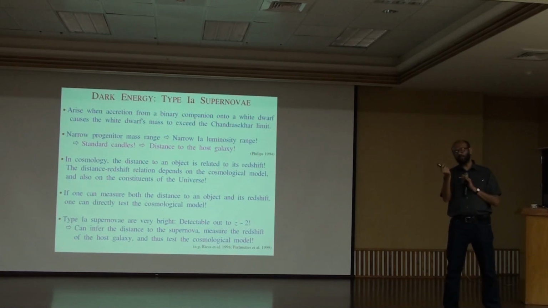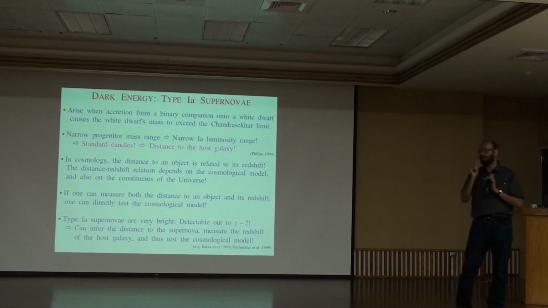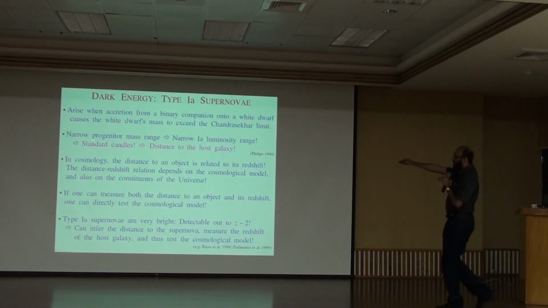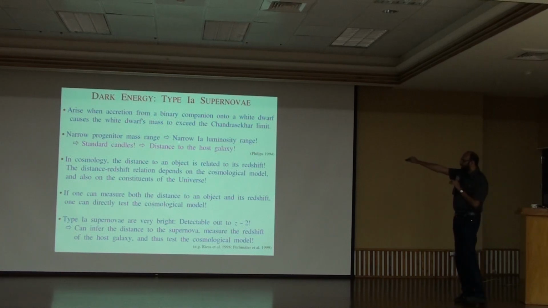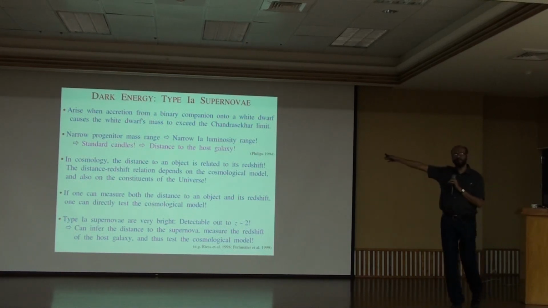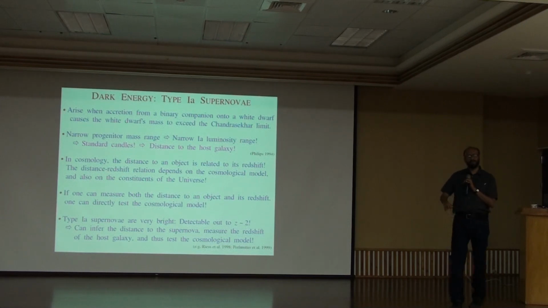So all white dwarfs which produce a type 1a supernova will produce them just when you cross 1.4 solar masses. Which means that all type 1a supernovae come from an object of almost exactly the same mass, 1.4 solar masses, slightly more than that. Because of that, you have a very narrow progenitor mass range and a very narrow type 1a luminosity range. That makes them wonderful standard candles.